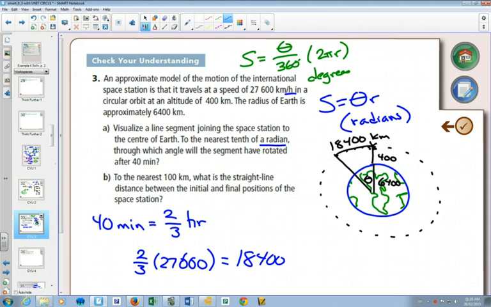We want to find this angle theta. How much has it rotated? Can you see that we know the arc length? We know the radius all the way to the space station. And using our formula, this just becomes, with S equals theta r, we know that the arc length is 18,400. We don't know the angle, but we know the radius in kilometers is 6,800. The 6,400 plus 400.